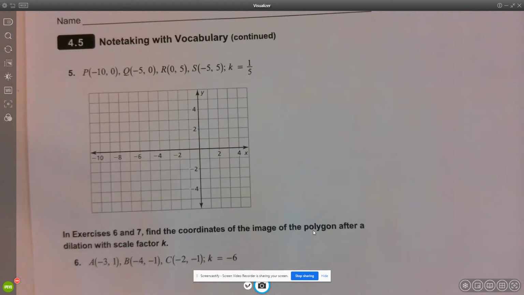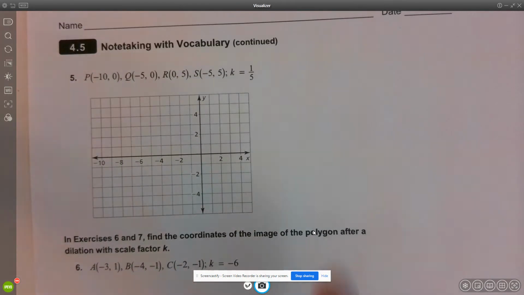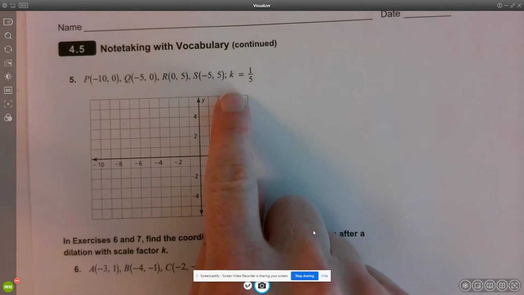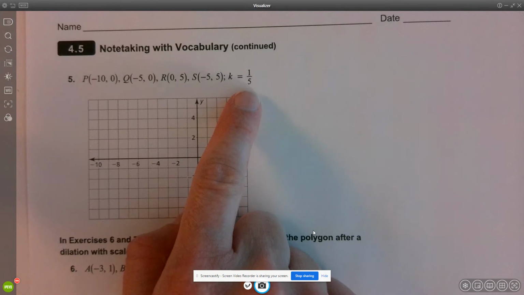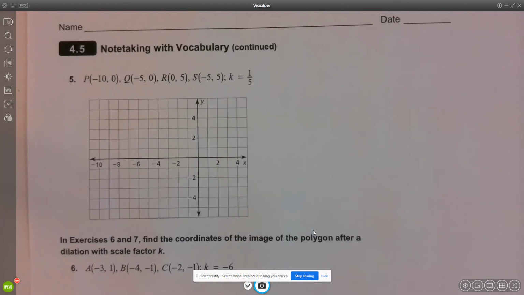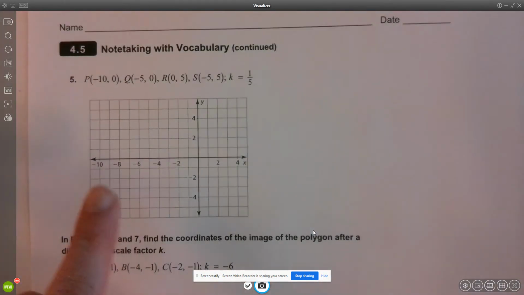In this video we're going to work through number 5, 8, and 9 in lesson 4.5. So in number 5, they would like us to dilate this pre-image by a scale factor of 1/5. Let's go ahead and first graph our pre-image.